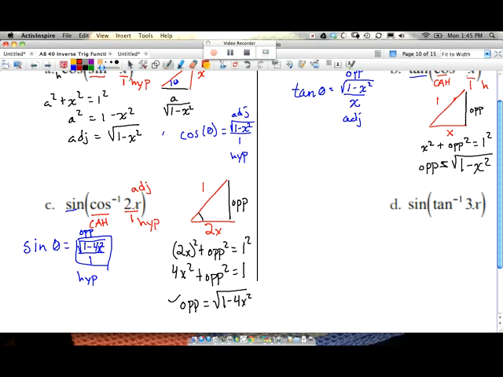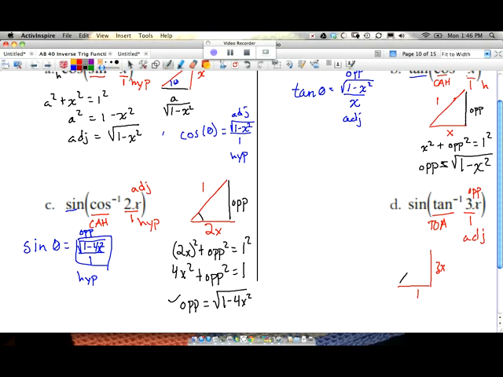Okay, so I have sine of tan inverse of 3x. So that's really tan inverse of 3x over 1. And we're doing tangent, so TOA means that this is the opposite and this is the adjacent. So opposite is going to be 3x, and adjacent is going to be 1. And then the missing side this time is actually the hypotenuse.